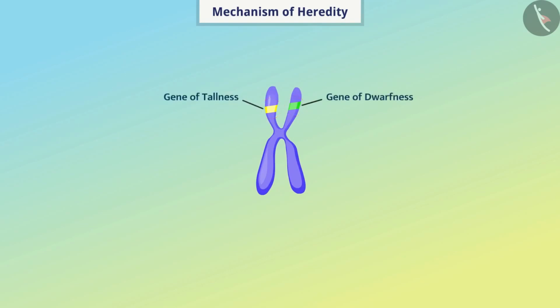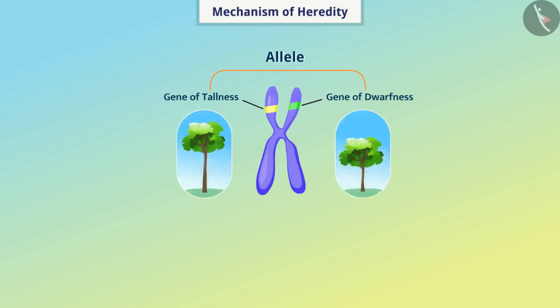Different forms of the same gene are called alleles. For example, genes of tallness and genes of dwarfness are alleles for the trait called height. To understand heredity, we represent them with these letters. Here, tallness and dwarfness are different traits of the same gene. We call these contrasting characters.